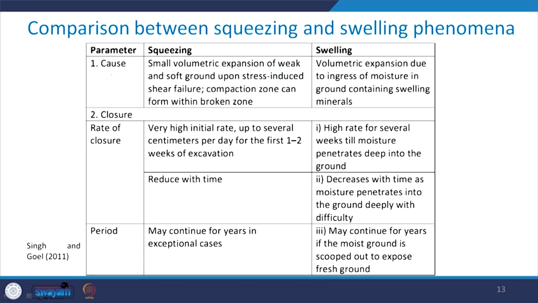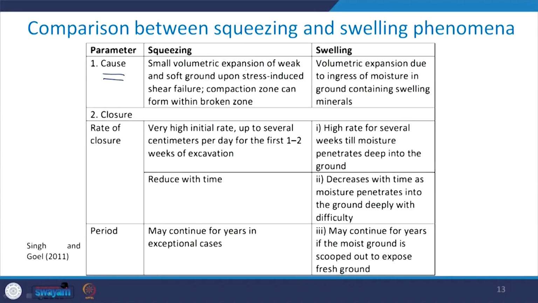So, the first parameter is cause. What causes the rock mass to squeeze or to swell? In case of the squeezing rock mass, there is small volumetric expansion of weak and soft ground upon stress induced shear failure. Compaction zone can form within the broken zone.